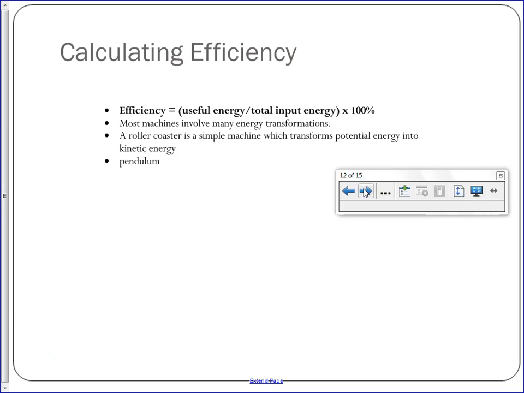So when we talk about efficiency, we can actually run a calculation to put this in percentages. We've talked about some percentages already. Efficiency is just useful energy divided by the total input energy times 100%. Most machines involve many energy transformations. So it's key with these calculations to figure out, number one, what energy are we starting with?